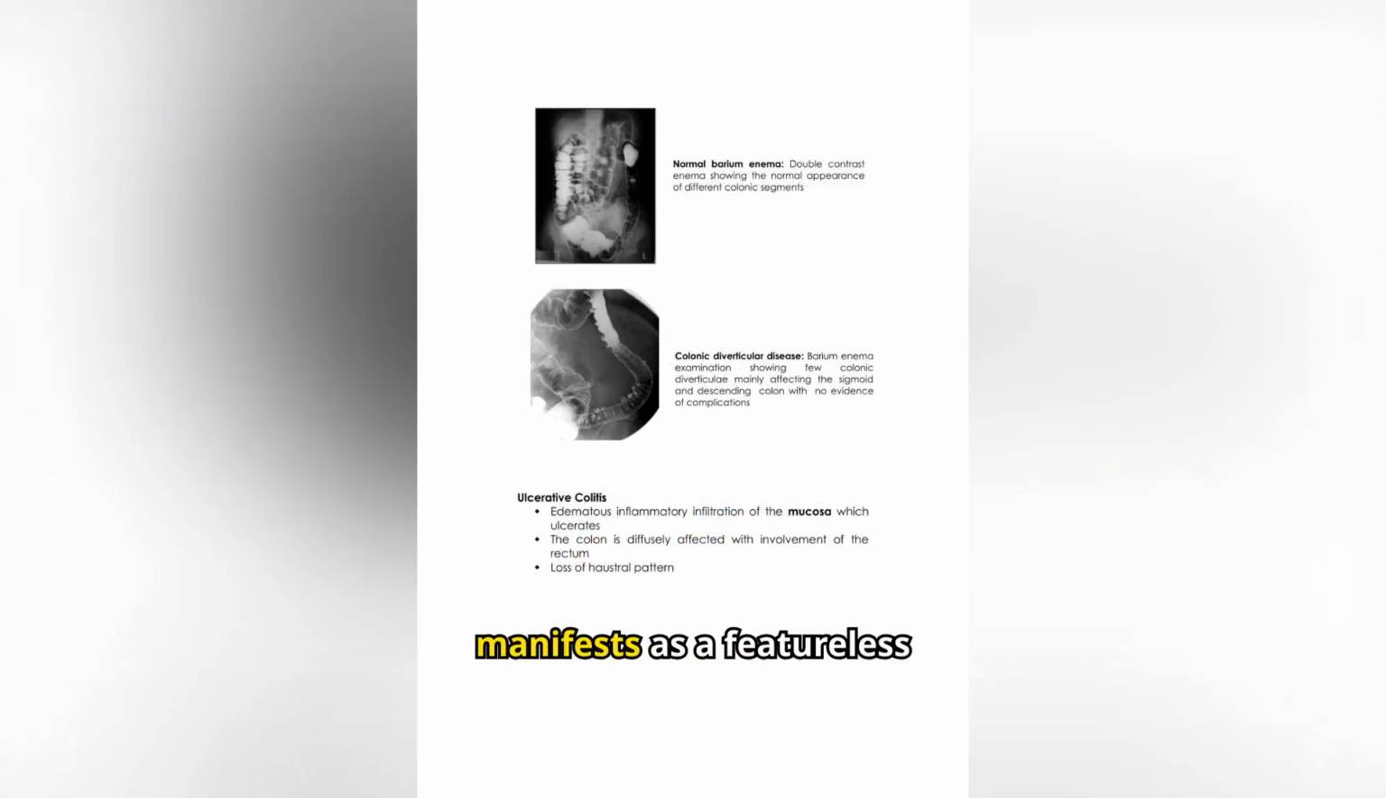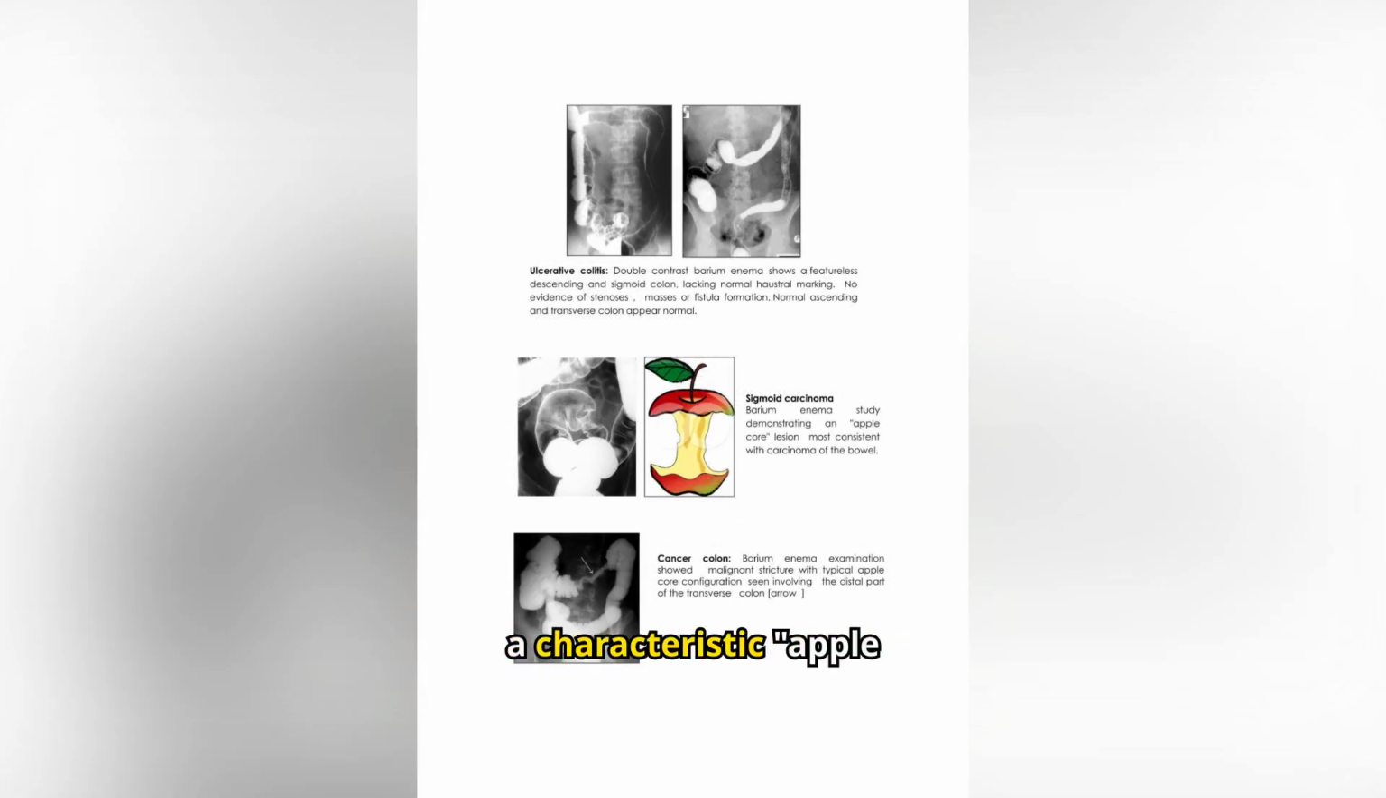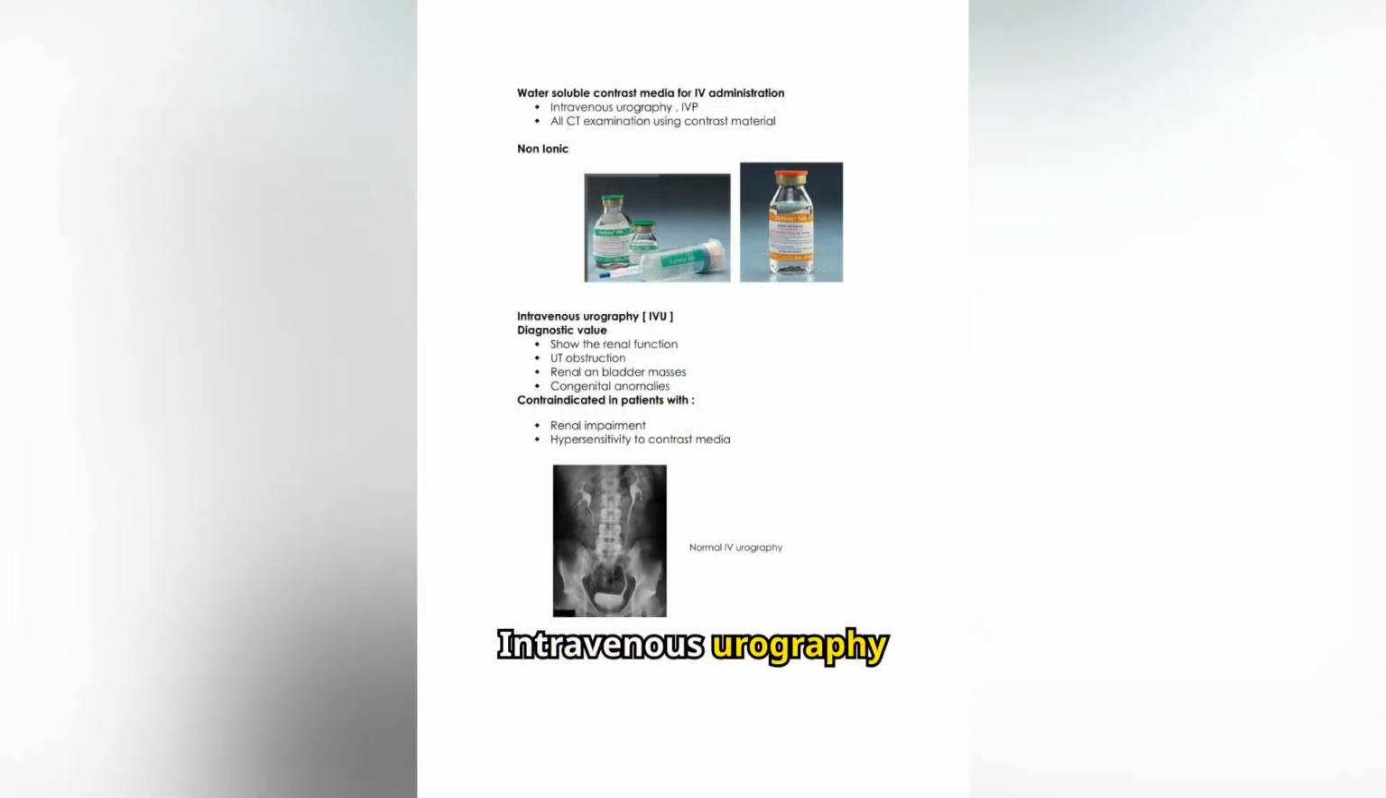Ulcerative colitis manifests as a featureless colon lacking haustral markings on barium enema, indicating widespread mucosal inflammation and requiring targeted therapeutic strategies. Sigmoid carcinoma shows a characteristic apple core lesion on barium enema, necessitating further investigation and treatment to manage this malignant condition effectively. Intravenous urography, IVU, is essential for evaluating renal function, urinary tract obstructions, and congenital anomalies, though contraindicated in patients with renal impairment or contrast hypersensitivity.